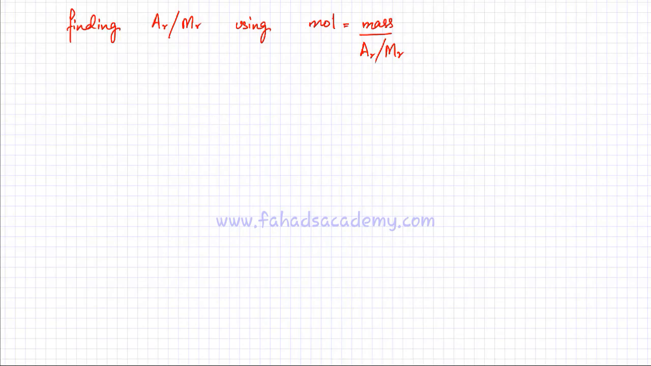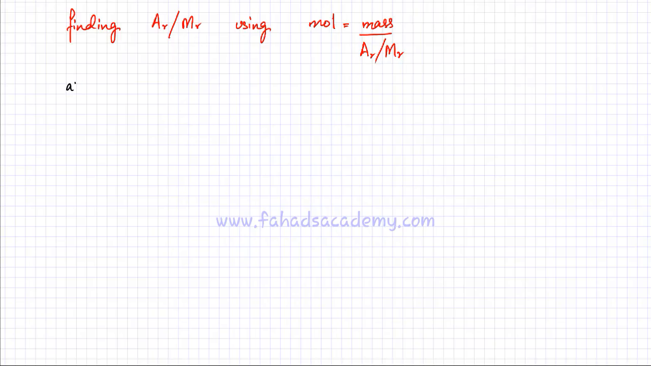In this lecture, we're going to try and find out the AR or MR of a substance by using the formula moles is equal to mass over AR or MR. In this case, we would be given moles and we would be given mass, and we would be asked to find the AR or MR.